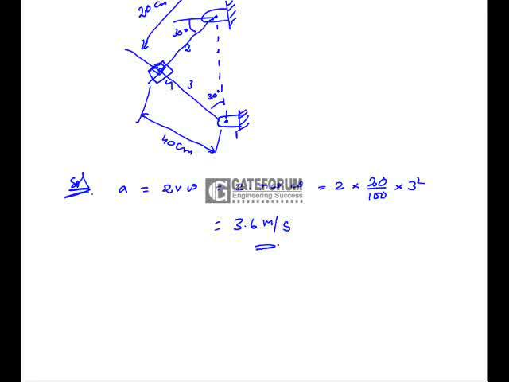So in the options, the right option is D. D is the right answer.